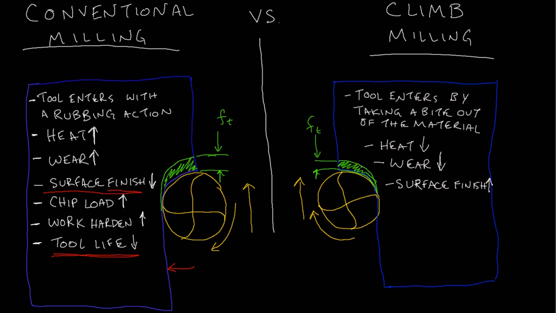So as the tool or the tooth cuts the material, the chip load actually decreases. And you virtually do not create a work hardening zone. Or if you do, it's on a much smaller dimensional, smaller part of the chip. So the work hardening goes down. And all of that increases the tool life.